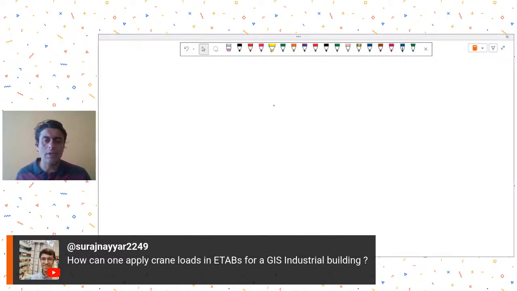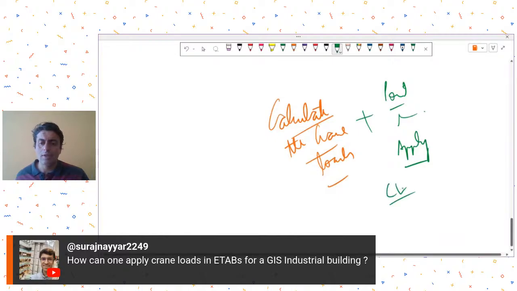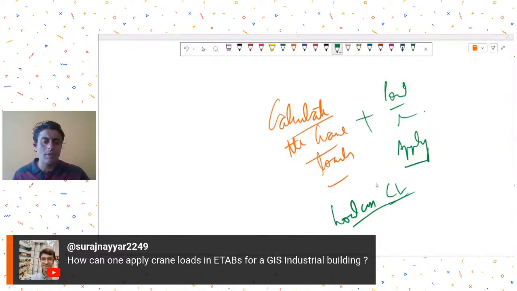First, you need to calculate the crane loads. Once the crane loads are calculated, if you have calculated them as point loads or whatever, then apply them in ETABS in the same manner. Make load cases for cranes, and then once the load cases are made, put them in the load combinations. Just hold on.